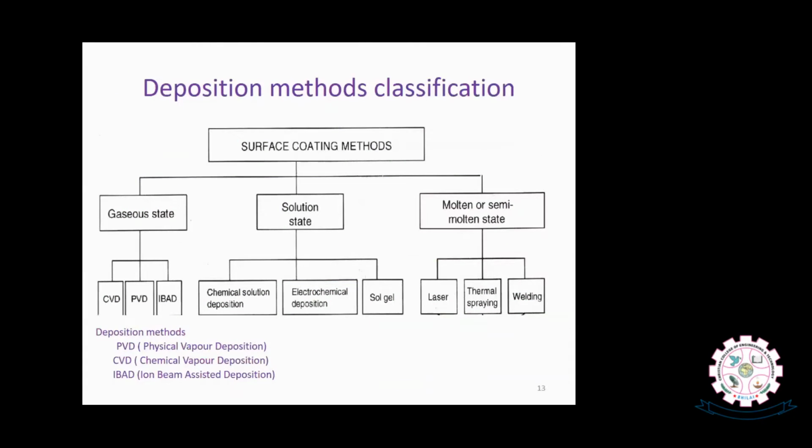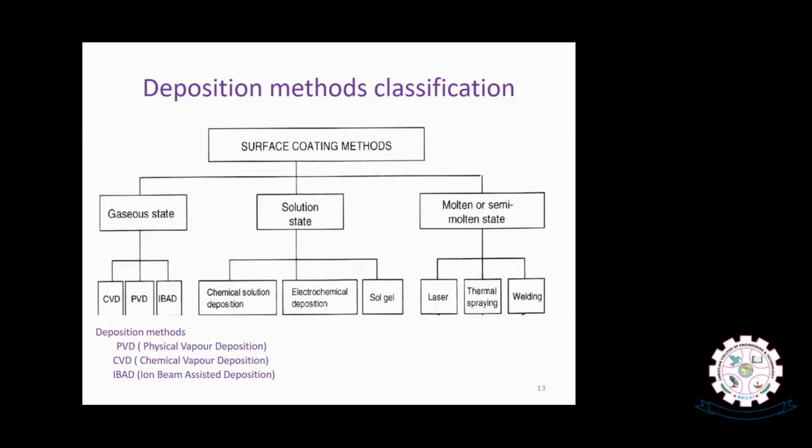So now we will move on further. There are different classes of thin film deposition methods available. I would like to introduce some of them. Since we cannot cover all of them in 1.5 hours, I will not be able to talk about all of them, but a few of them we will try to discuss. These deposition methods are classified into different classes.